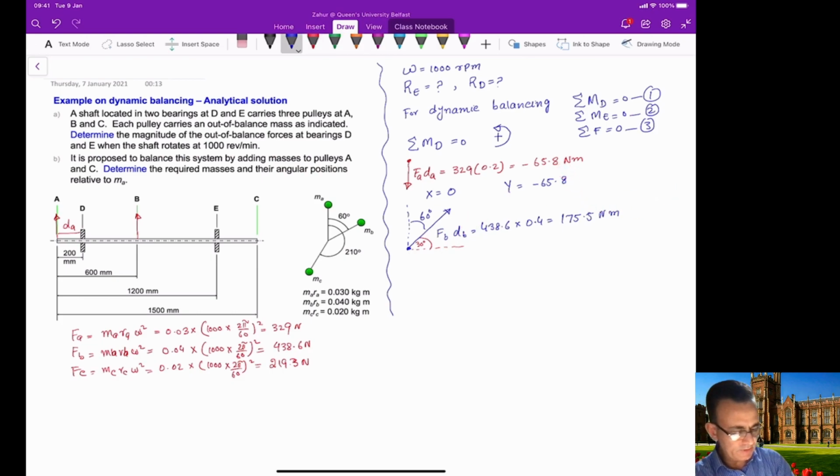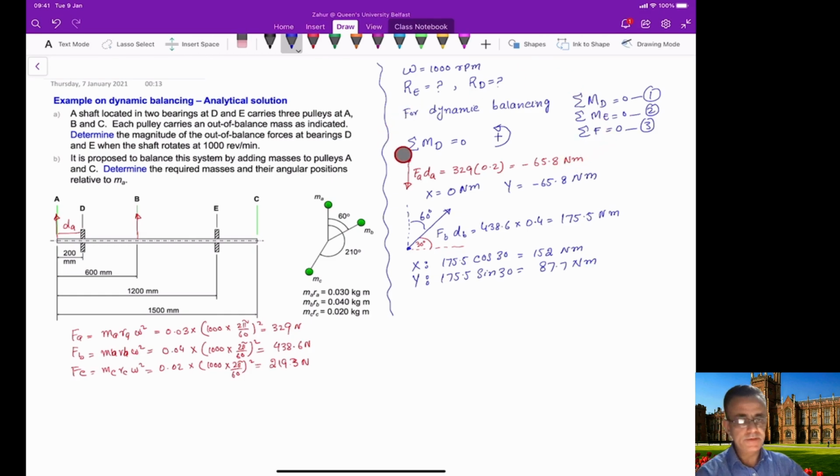So as you can see that the x component will be equal to 175.5 into cos of 30, which will be equal to 152 Newton meter, and the y component will be 175.5 sine of 30, which will be equal to 87.7 Newton meter. And these should also be in the Newton meter. Okay, so we have this x and y component of this.